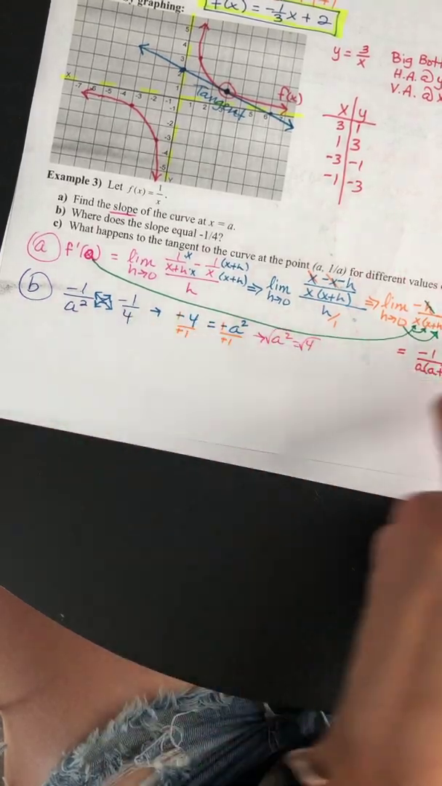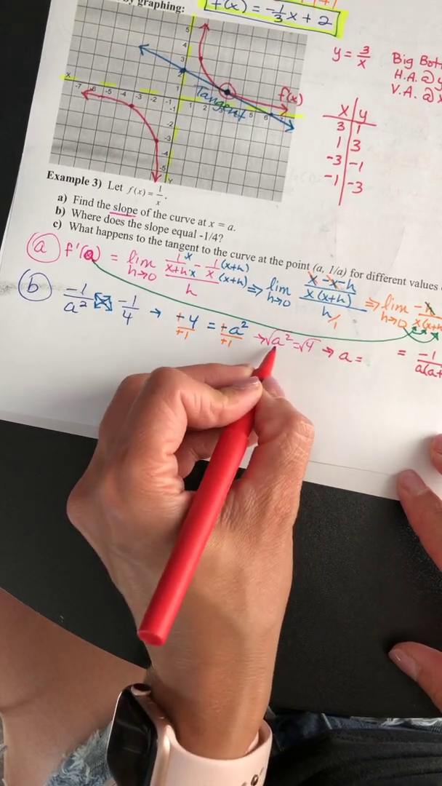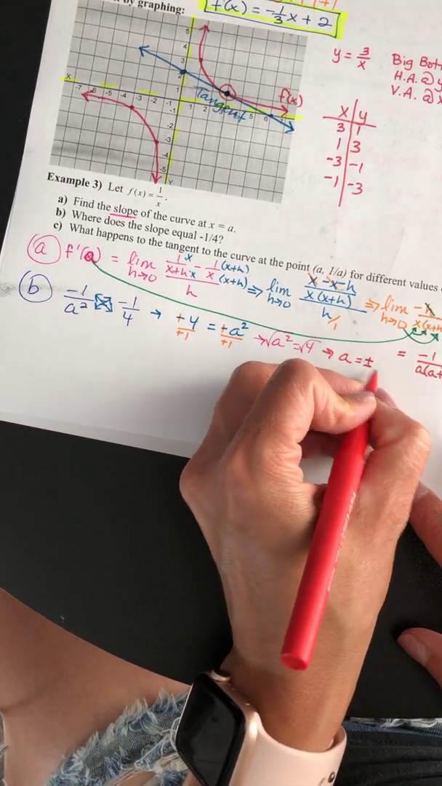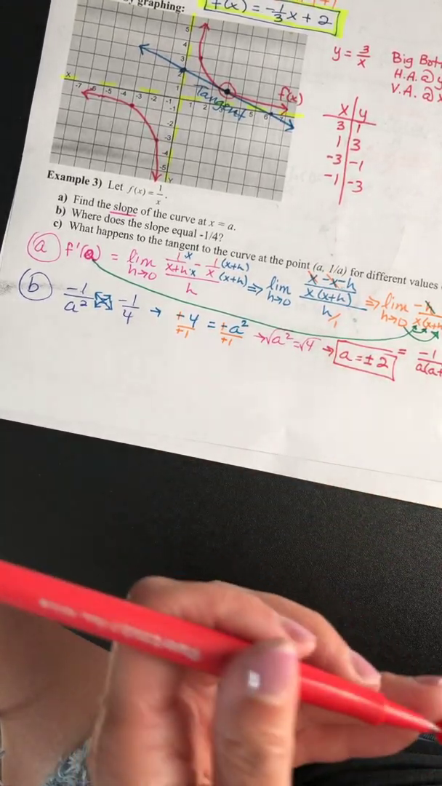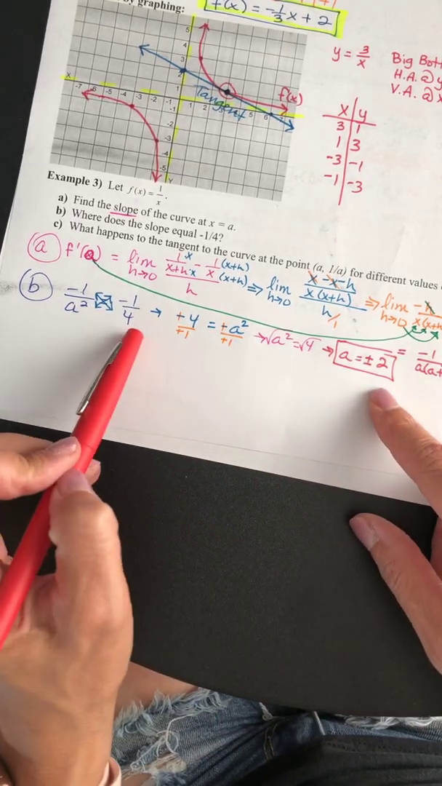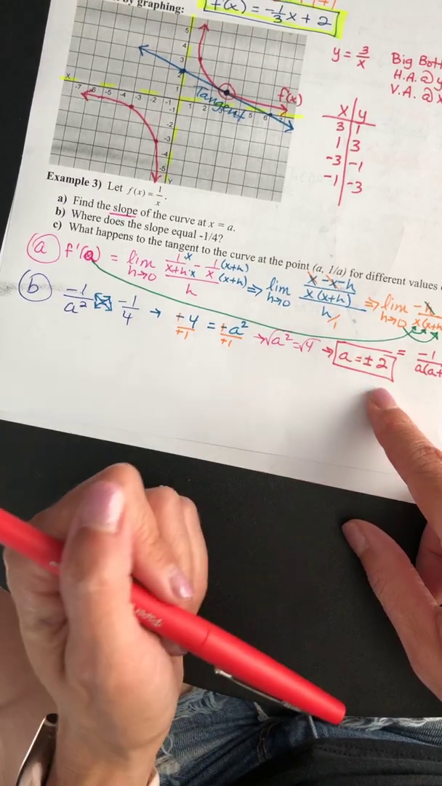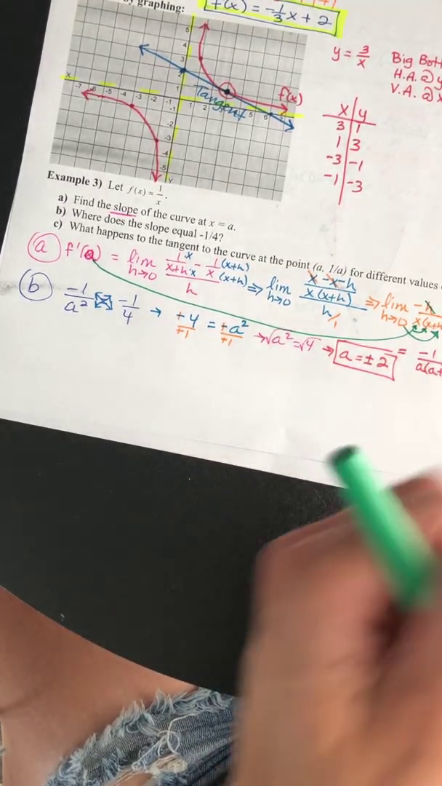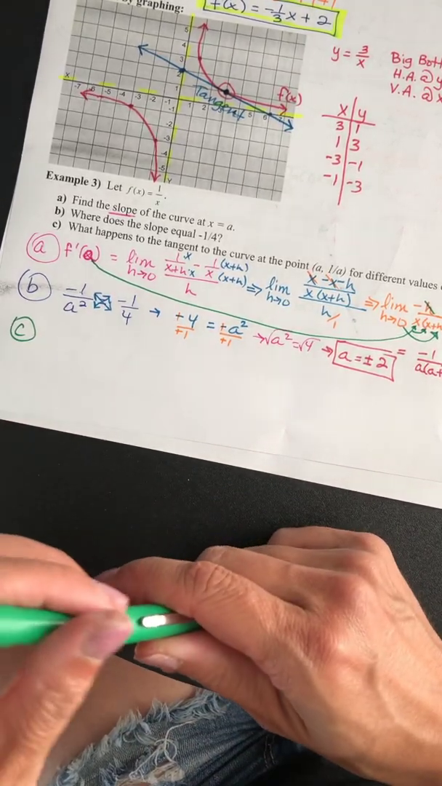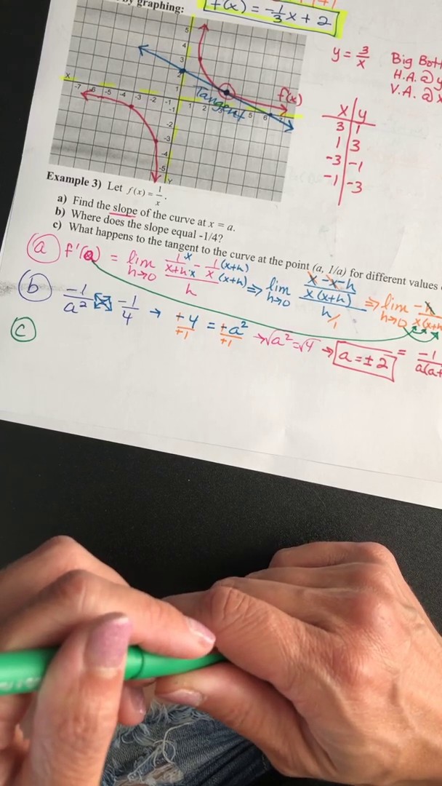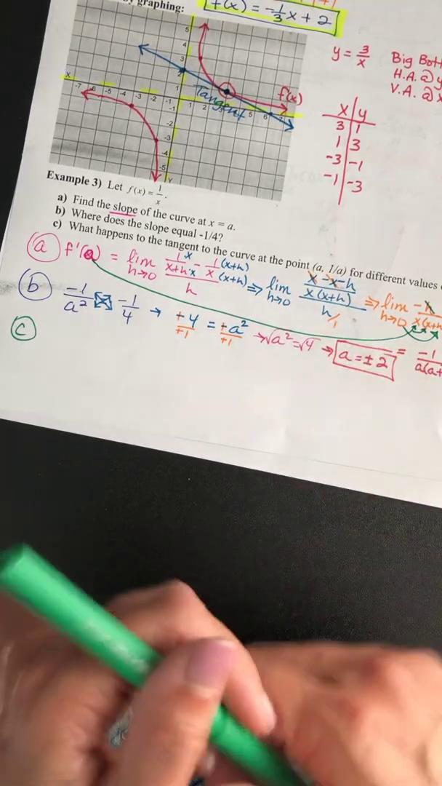Square root both sides. And we'll get that a equals, whenever we're solving for a variable and we're taking a square root, could be plus or minus 2. So that means the a values that will make the slope be negative 1/4 are an a value of 2 and negative 2. Okay. And then letter C. It says, what happens to the tangent to the curve at the point a, 1 over a, for different values of a? Okay, so a and its reciprocal for different values of a.